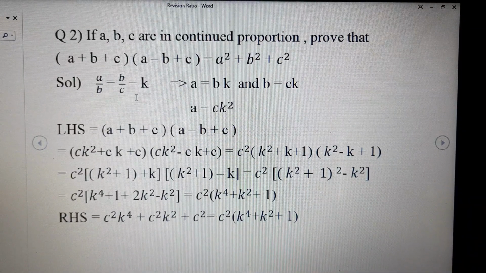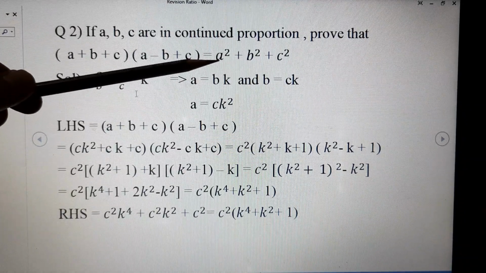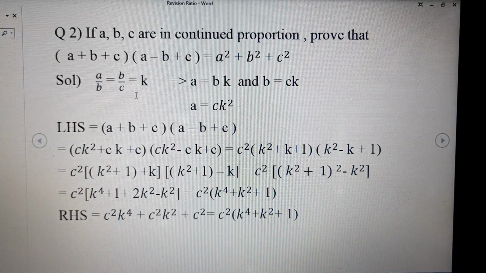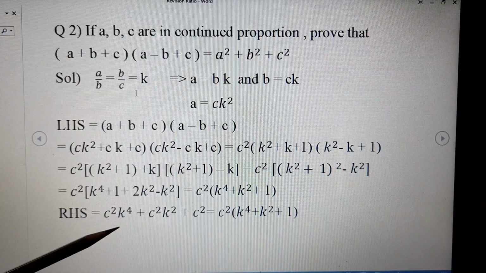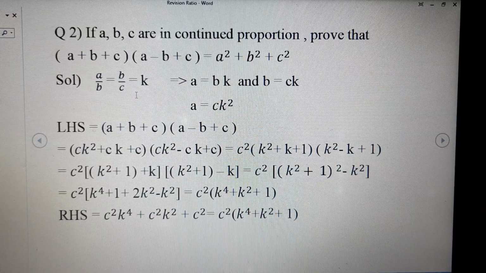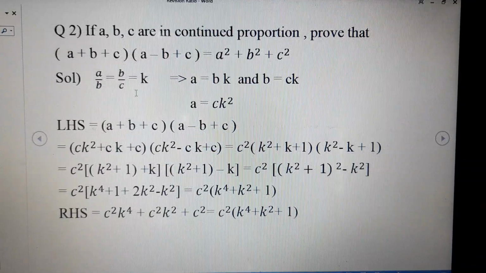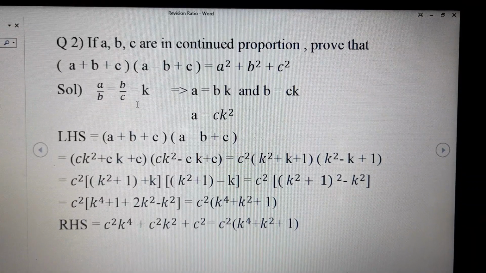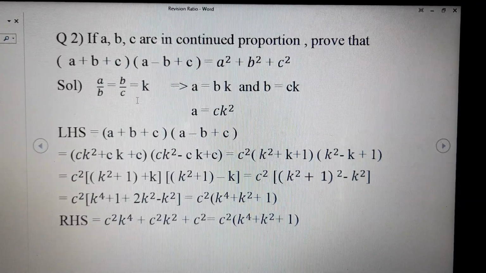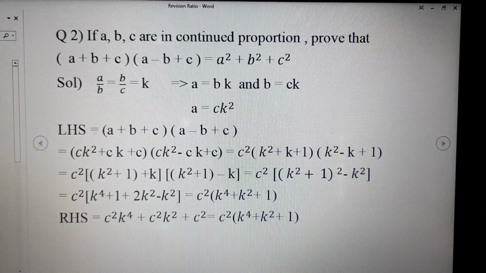Now we'll take RHS. We have copied RHS and a is replaced by ck square. As it is a square, it becomes c square and k square square, that means k to the power 4. And b is replaced by ck, so b square will be written as c square k square. C will be copied like that only. We can take c square common. If we take c square common, we get k to the power 4 plus k square plus 1 within the bracket, which is similar to LHS. So this question was based on the continued proportion method.